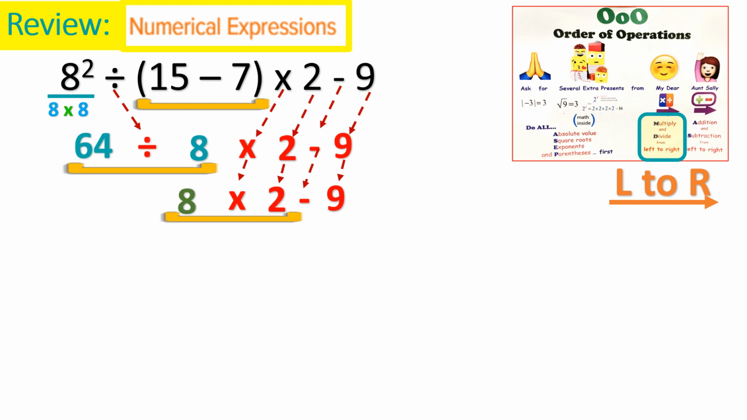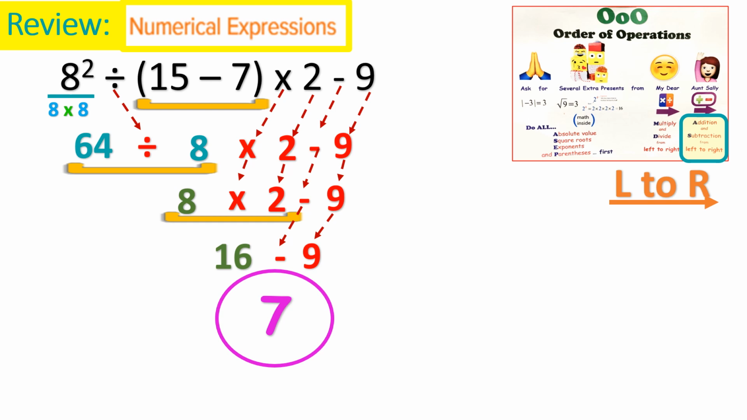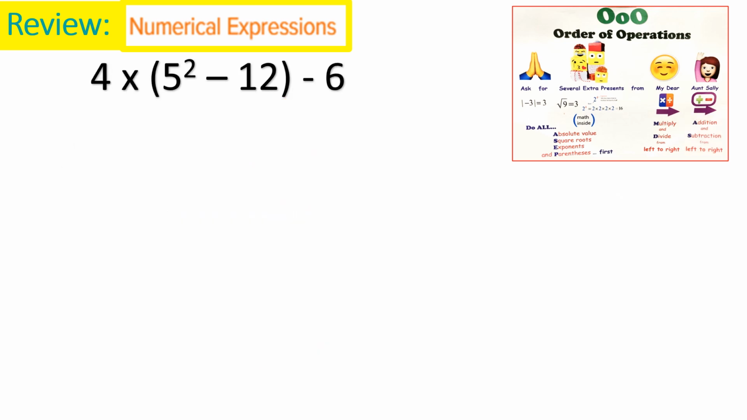So 8 times 2 is 16. Then I bring everything else down. Now I have 16 minus 9, my last step, addition and subtraction from left to right, and 16 minus 9 is indeed 7. If I don't follow my order of operations and I get confused on what I'm doing, then we could have some major problems. So it's important that we follow the order of operations each and every time.